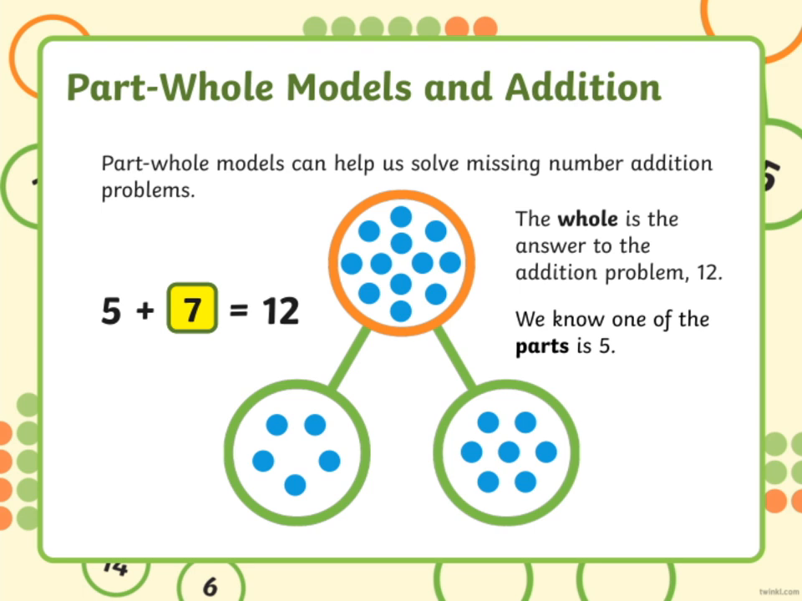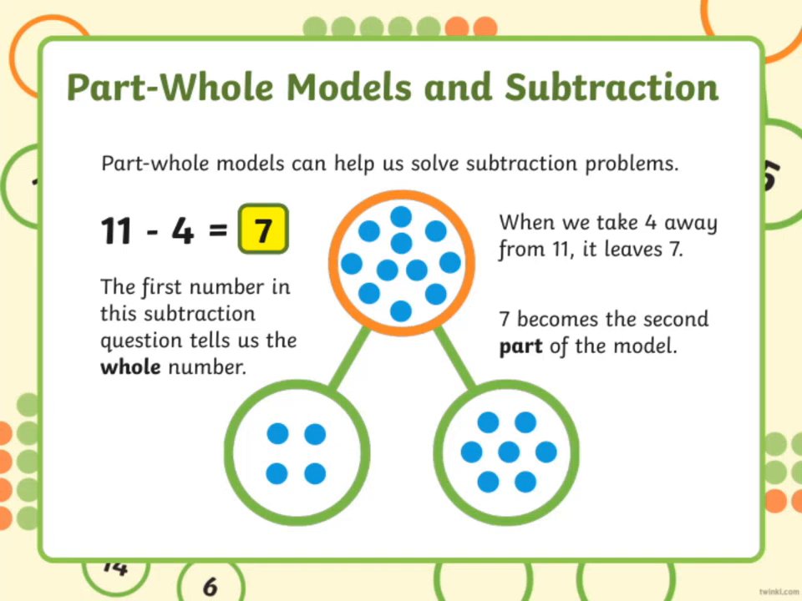So remember, whenever you're stuck on a missing number, think about the parts and the whole. It's a powerful way to figure things out. Now, let's look at how the number 7 becomes the second part of the model. When we take 4 away from 11, it leaves us with 7.